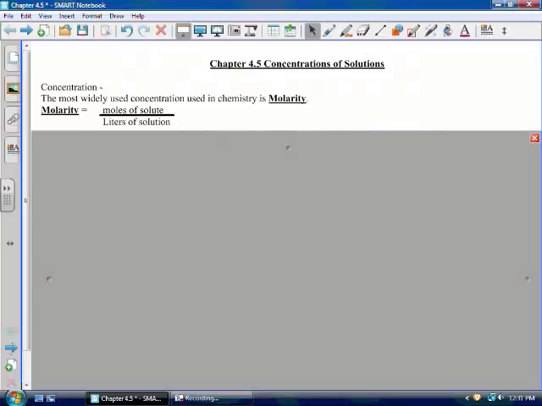Since we've been spending so much time talking about concentration of solutions, in this case aqueous solutions, it's important we understand the term concentration of a solution. Concentration refers to how much of a certain solute has been dissolved into a solution. And there are several ways we can measure concentration.